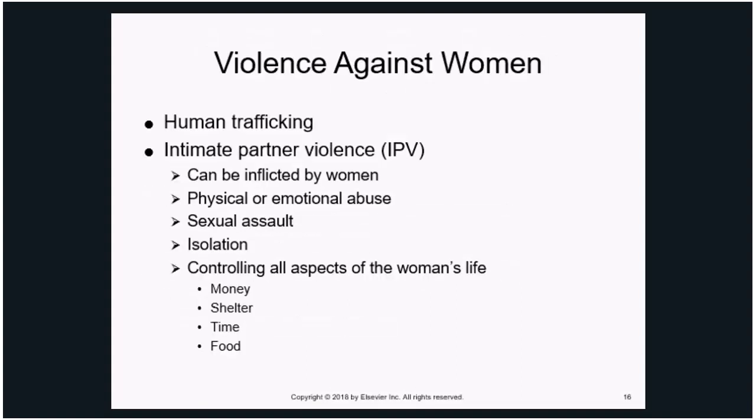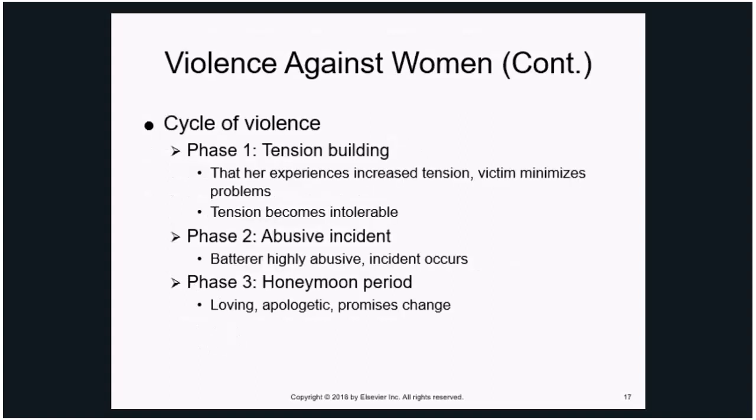Violence against women can include human trafficking, intimate partner violence. It can be inflicted by the woman as well: physical or emotional abuse, sexual assault, isolation, controlling all aspects of the woman's life, such as money, shelter, time, and food.